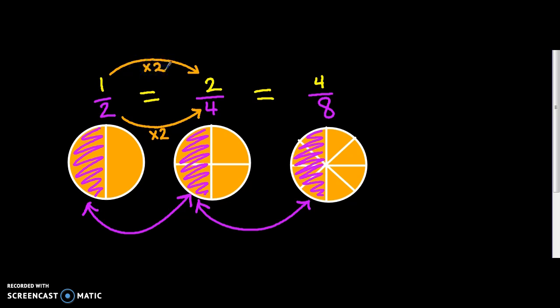And then likewise, as we go from 2/4 to 4/8, we're also doubling our numerator and our denominator. So this continues on. It could go on to 8/16, 16/32, and so on and so on and so on.